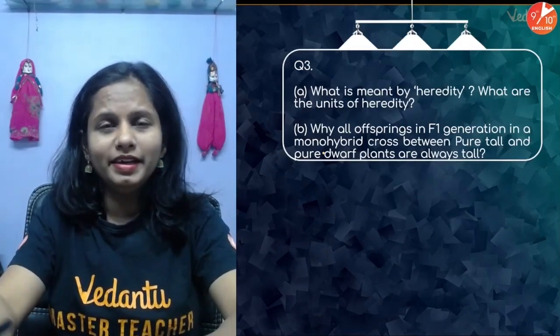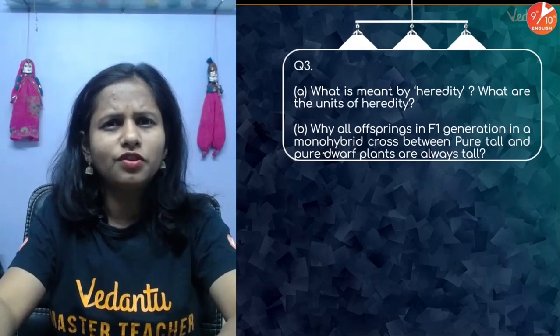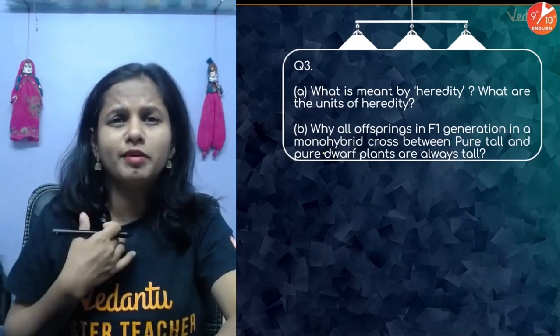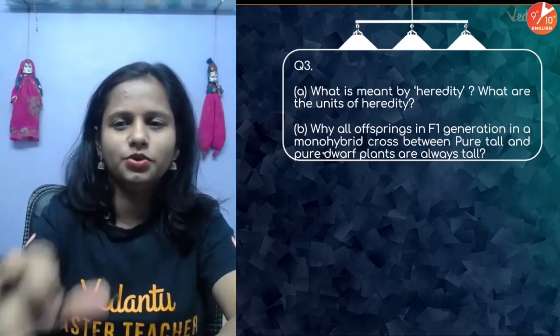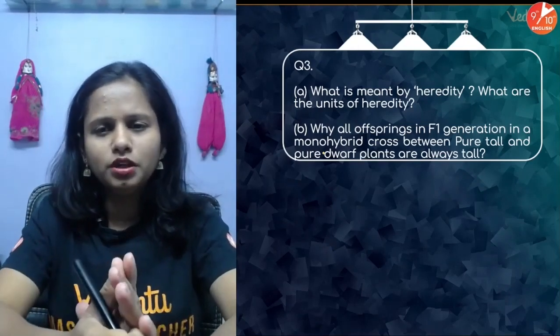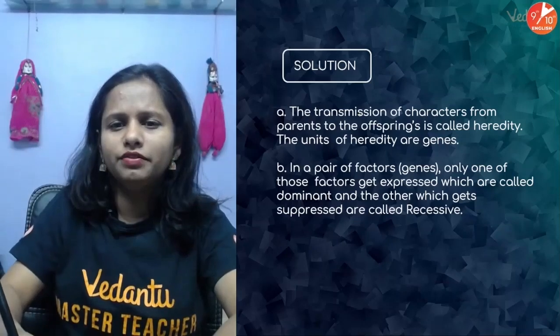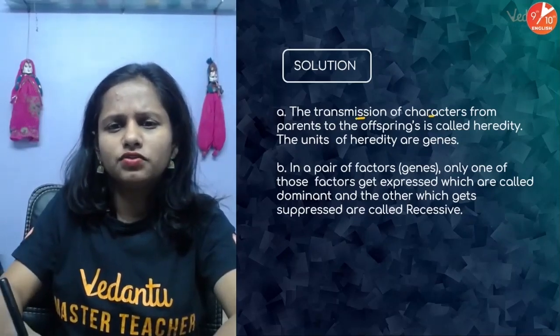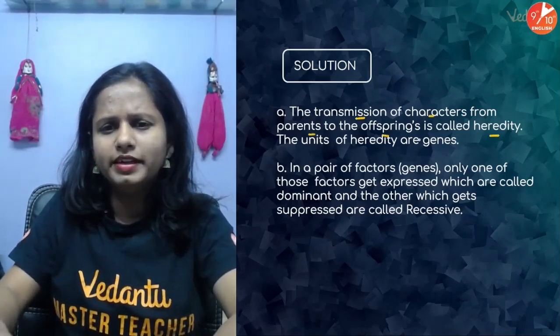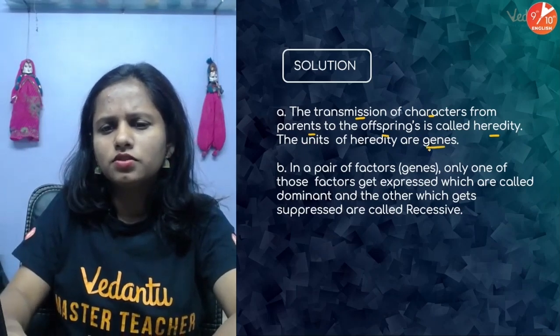What is meant by heredity? Definition: the process of transfer of characteristics from parents to the offspring is known as heredity. So write down the definition. The units of heredity are, of course, genes. So write down the entire definition: the transmission of characters from parents to the offspring is called heredity, and the unit is genes.